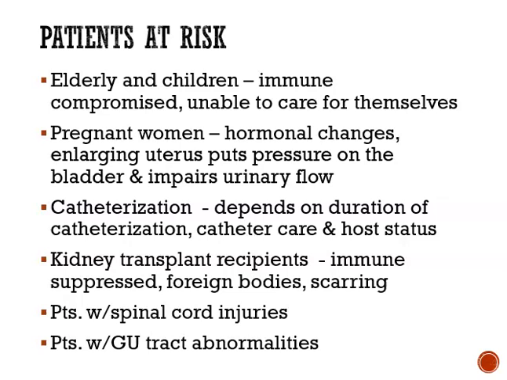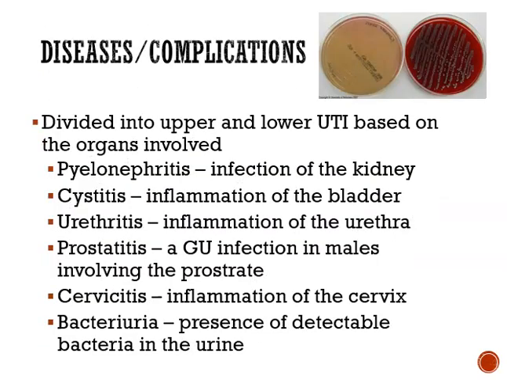Catheterization: it depends on the duration of the catheterization. Has catheter care been appropriate? And then also just host susceptibility. Kidney transplant recipients. Again, this patient population is going to be immunosuppressed. They've got a foreign body that has been implanted or transplanted to their body. So their bodies are going to see that as foreign and are going to try to fight it off. And there's also scar tissue involved with transplant. Patients with spinal cord injuries, and then patients with some type of genitourinary tract abnormality.